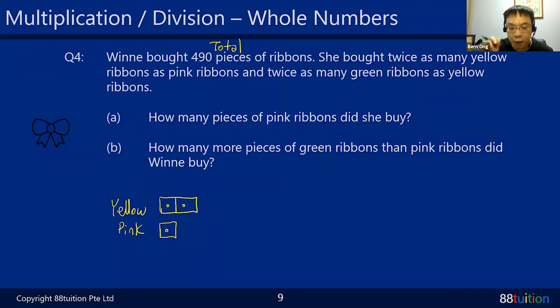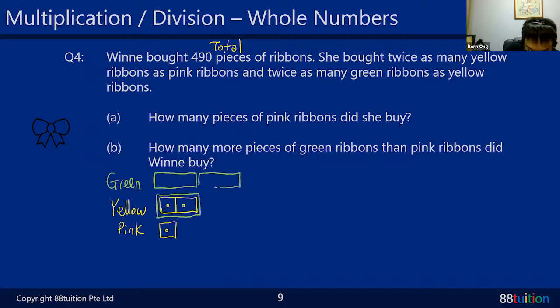And twice as many green as yellow. Oh, that means the green is twice of yellow. So yellow is like that. This whole thing is yellow, right? So the green is twice of yellow. So the green is like that. It's twice like that. Can you see not? And inside one green box got how many yellow? Inside one green box got 2 yellow. So you purposely make the size the same.